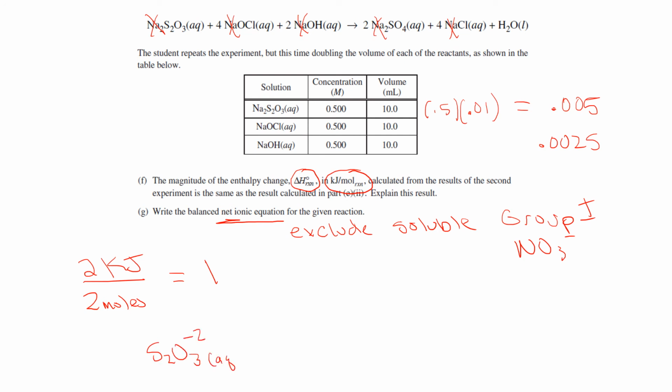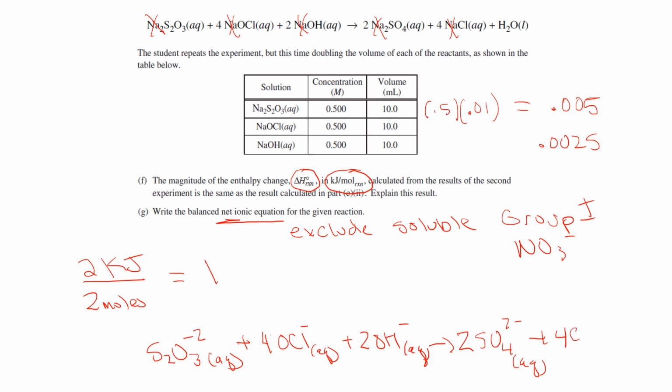Make sure you're putting those charges in. And I only need 1 mole of that. I would need 4 moles of that ion and 2 moles of my hydroxide ion. And that would give me 2 moles of my sulfate ion, which is a 2-, 4 moles of my chlorine ion, that's in solution. This is not in solution, so we're going to include that exactly the way it is. And that would be your net ionic equation.